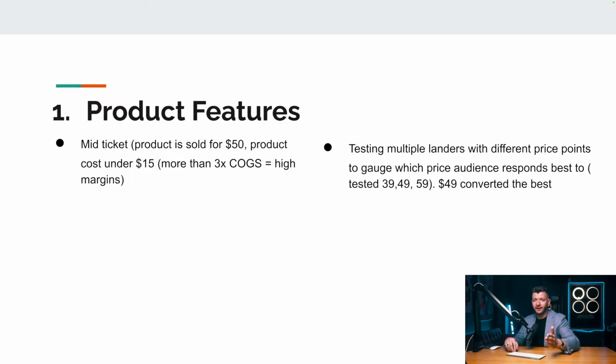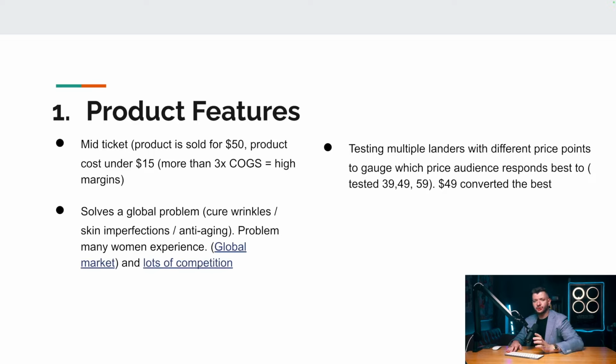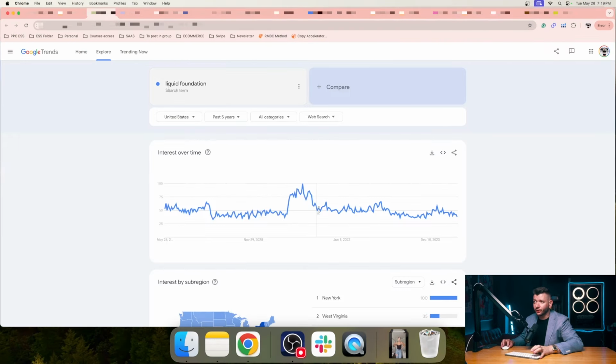Just create different landing pages, drive traffic to each one of those and see which price point resonates the best with your product. When it comes to product selection, we chose a product that solves a global problem. Wrinkles, skin imperfections, anti-aging, and this is the problem that many women experience. So this is some of the stats from the global market of this. You can see on a liquid foundation product, pretty much it's stable over time and the market overall is massive.